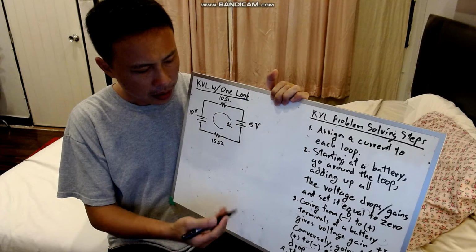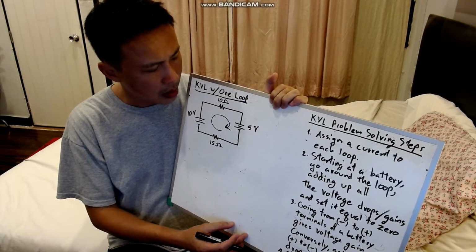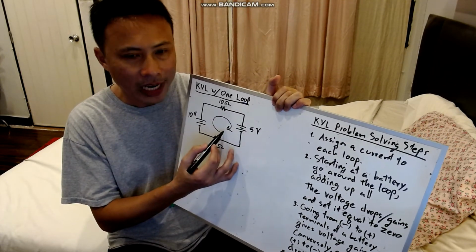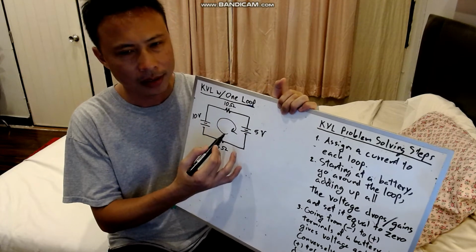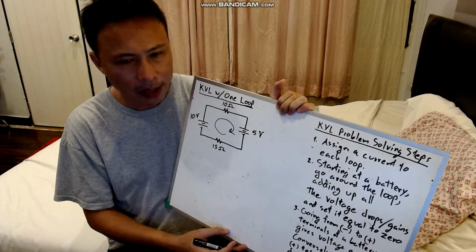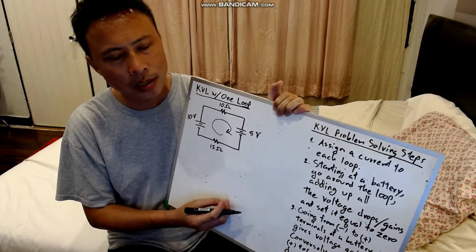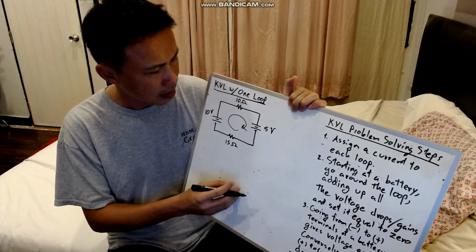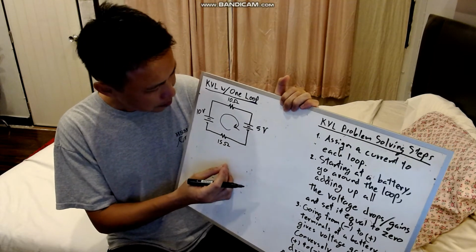If you solve it and you get a negative answer for the current, it means that the current actually goes counterclockwise. Okay, here I assume it's clockwise. So if I get positive answer, it means my assumption is correct. It doesn't matter. Okay, everybody does it the same way.